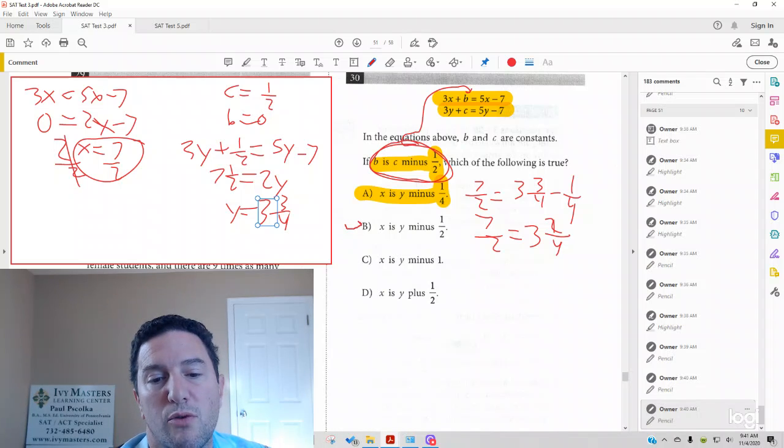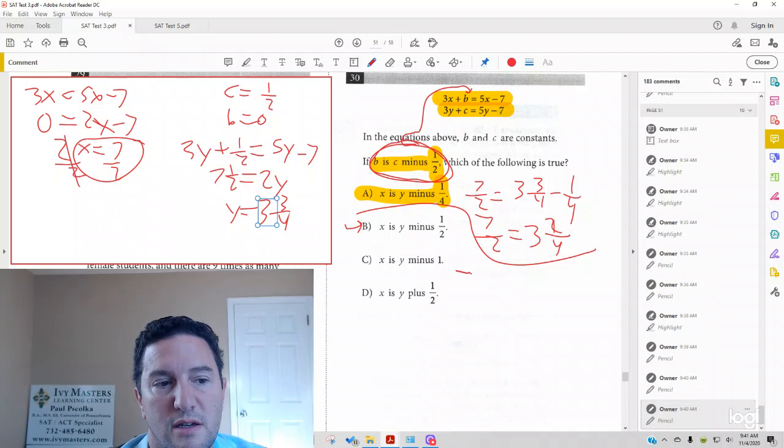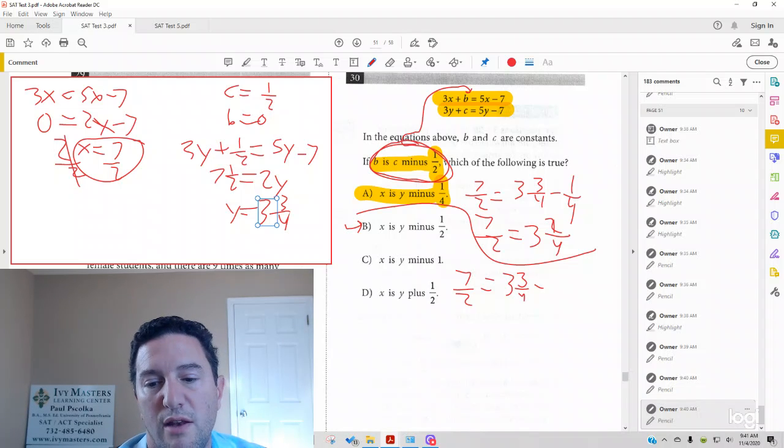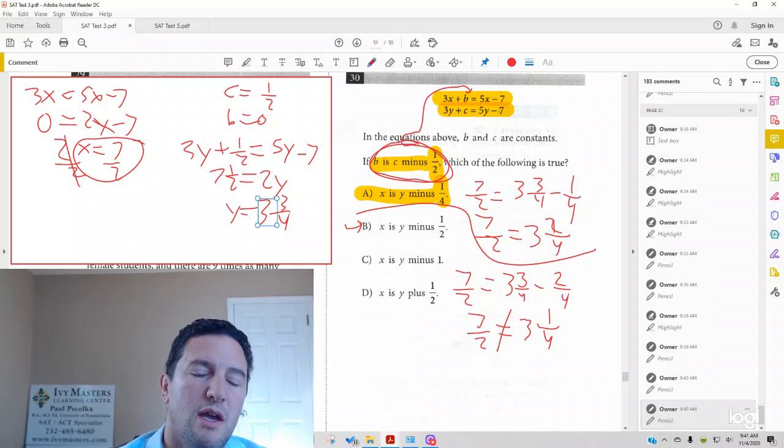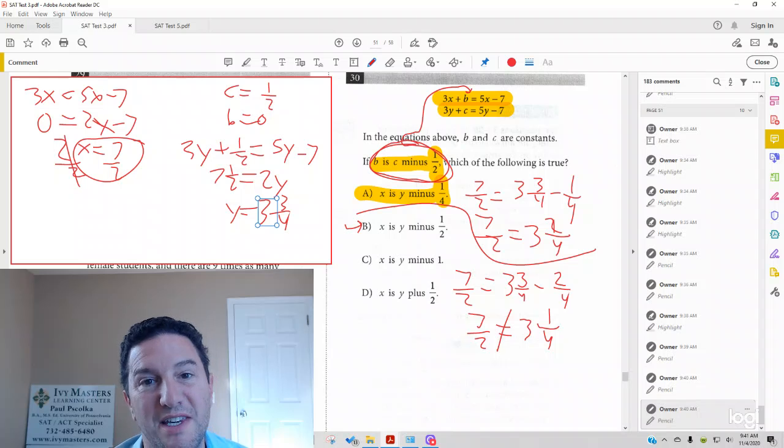Let's see what a wrong answer looks like, and then we'll wrap it up. So if we put x in for answer choice B, then what you'd get is 7 over 2 equals y, which is 3 3/4 minus 1/2, and we could say that your half is 2/4. And then what we get is 7 over 2 equals 3 1/4, which you can see is not true. And it wouldn't work for answer choice C or D either.